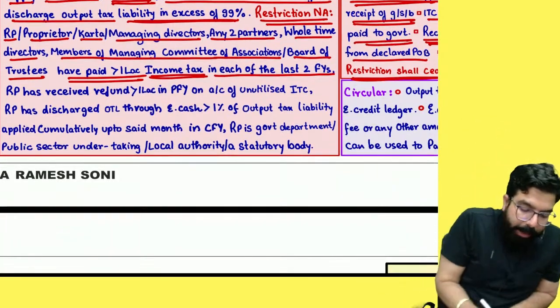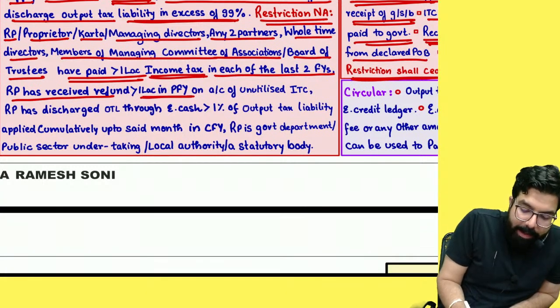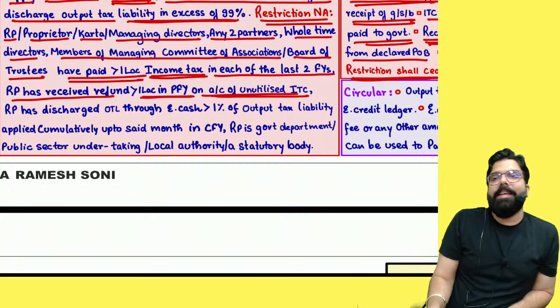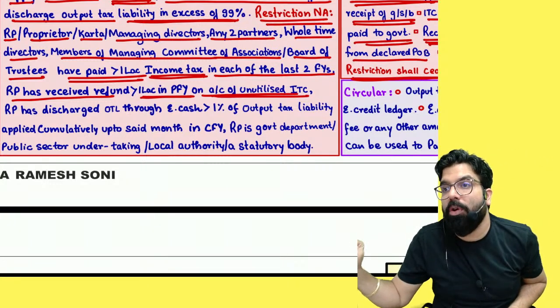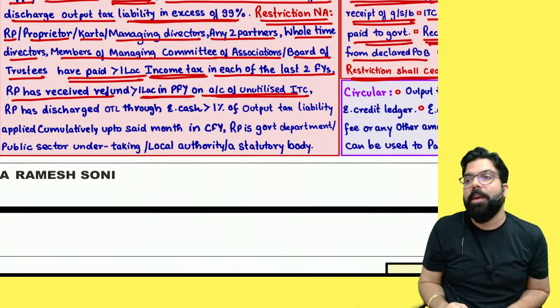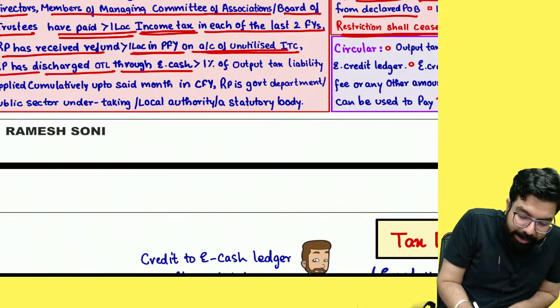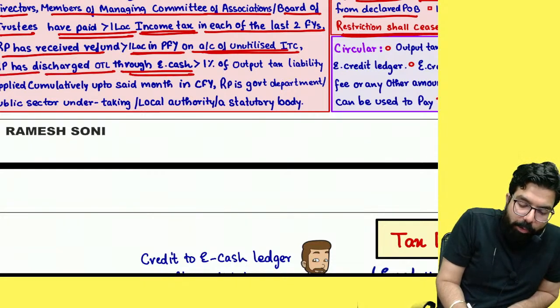The next one, if you have received a refund of more than how much, everyone? 1 lakh in a financial year of your unutilized ITC, whatever was the input tax credit lying with you, if you have taken refund of how much, everyone? More than 1 lakh, then also this restriction is not applicable. Or if you have discharged output tax liability through the e-cash more than how much, everyone?